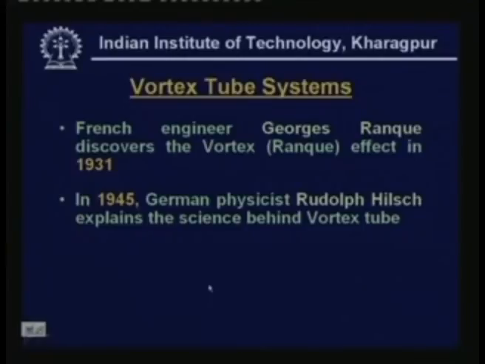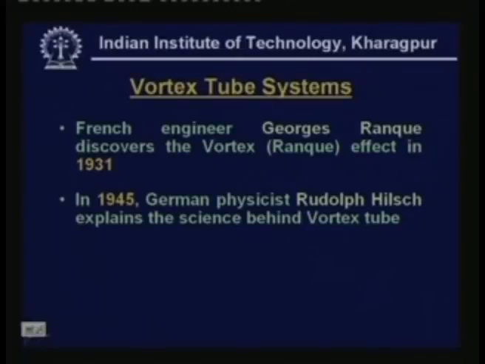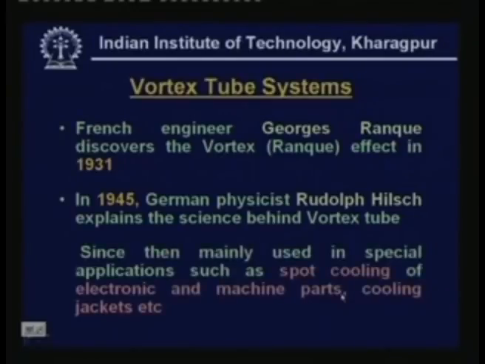And as I was mentioning, in 1931, George Ranque discovered the vortex tube effect. The actual principle behind the vortex tube is very complicated. The analysis is also very complicated, and for many years, even though people demonstrated the effect, they could not really explain the physics behind the vortex tube operation. And in 1945, German physicist Rudolf Hilsch gave a scientific explanation for the vortex tube effect. That's why the vortex tube is sometimes known as the Ranque-Hilsch tube. And since then, this is mainly used for spot cooling in machine elements, in electrical components, and also in mines for cooling the miners.